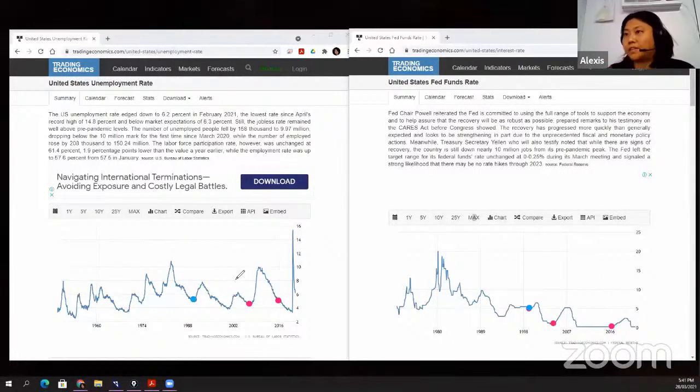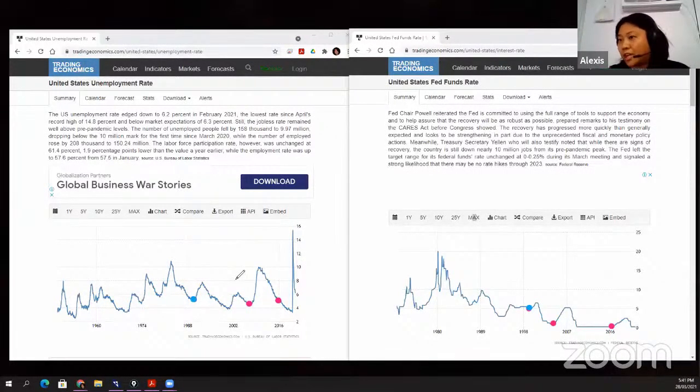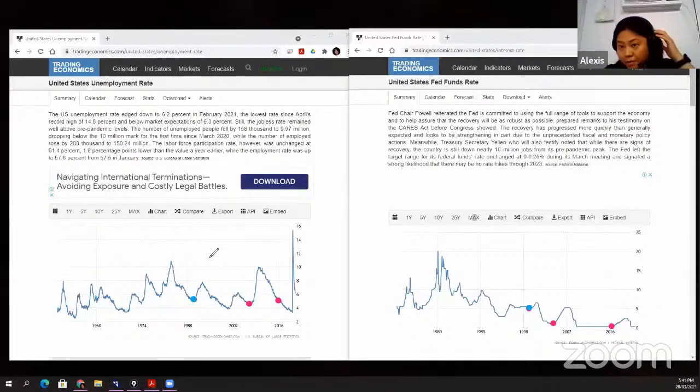This is from Trading Economics, and I have been trying to figure out how to get these charts to overlay, but I couldn't, so we'll just have to look at it like that. On the left side is the unemployment rate, and on the right side is the Fed funds rate. What I was trying to determine is what rate of unemployment the Fed will be comfortable with, to say that, okay, unemployment is at an okay number now, let's increase interest rates.